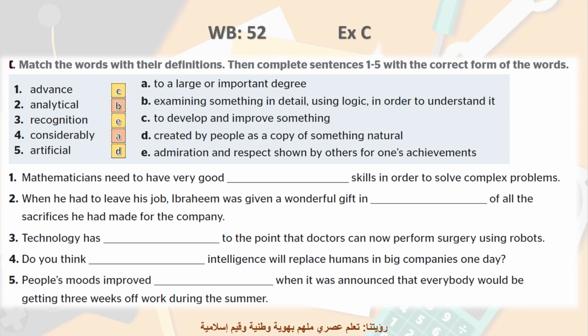Now it's time to check the other part, the second part, which you had to fill in the spaces with the words. Number 1, analytical. 2, recognition. 3, advanced. 4, artificial. 5, considerably. I guess that you all got 10 out of 10. Good job. Now let's start our work for today.